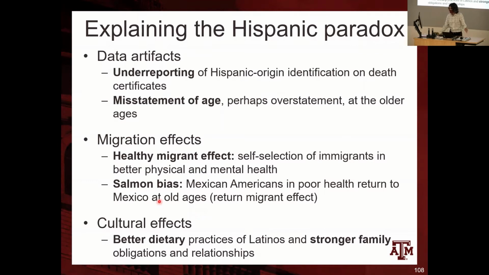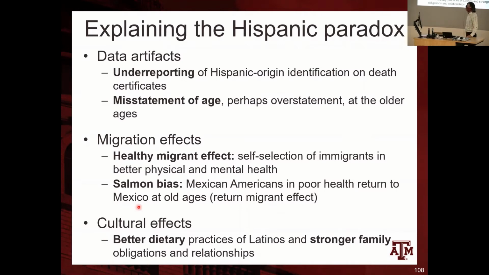And this Salmon bias, with the idea that they migrate back to die, is really related to return migration. So there is an effect of self-selection of migration, but return migration could also be one of the reasons that we see lower mortality among the Hispanic population, and more specifically among Mexican Americans.